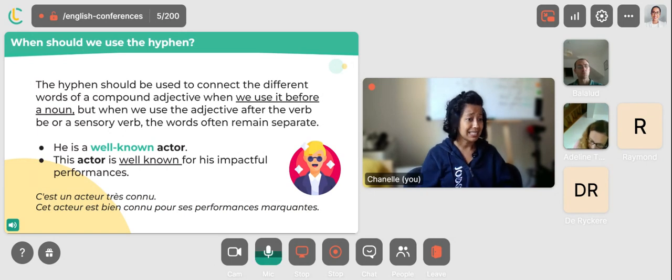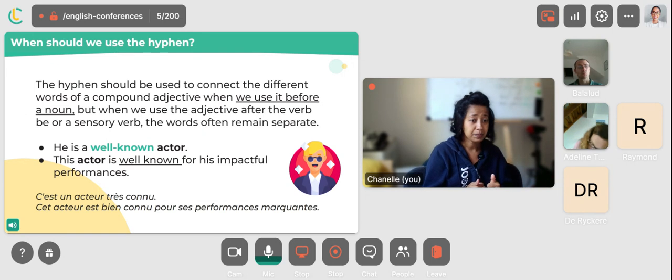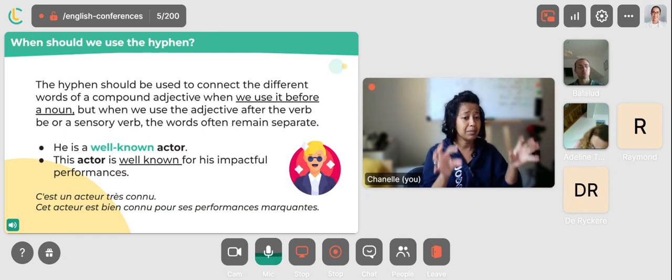In the second sentence, this actor is well known for his impactful performances. So now, because we used it after the verb be, être, the words will remain separate. The actor is well known.